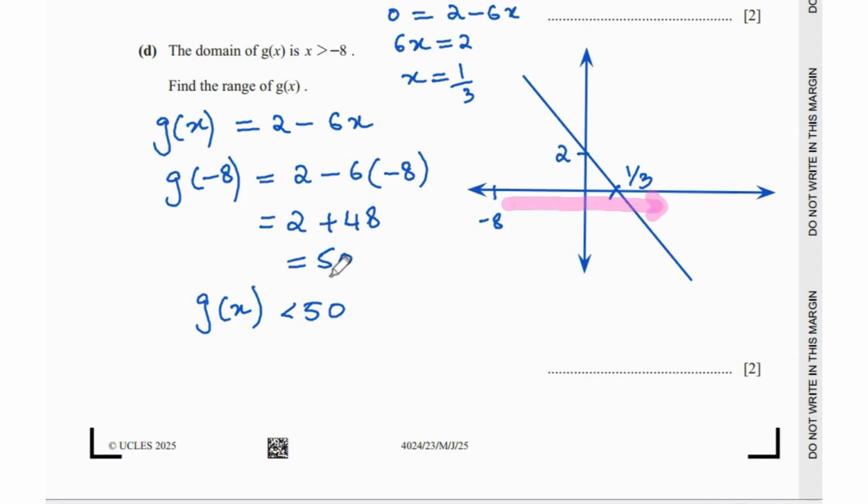So when we got the range value as 50, 50 is going to be somewhere over here. So as you can see, as x is increasing, y is decreasing. We're going towards the negative axis. Hence, that is why when x is greater than negative 8, y is going to be less than 50. So that is your answer for this question. g of x is less than 50. If it was a positive slope, then as x was increasing, y would also increase. But since it's a negative slope, as x increases, y will decrease.